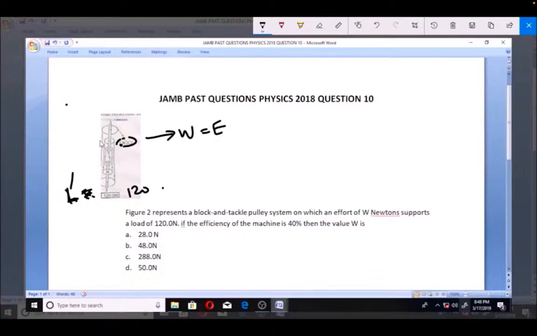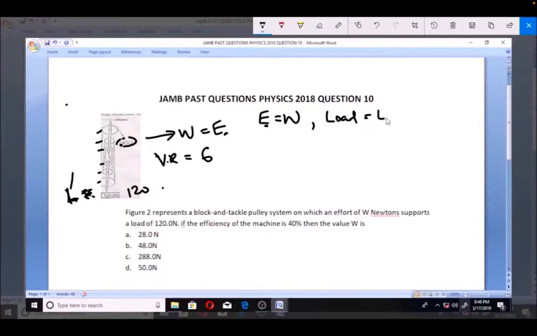Also note from this that we have how many pulley systems? We have 1, 2, 3, 4, 5, 6. So we have 6. So that means that the VR is equal to 6. So take note of these very things before we start the calculation. From what is given, we have E equal to W, which is the effort, and that is what we are told to calculate. We have L, which is the load.